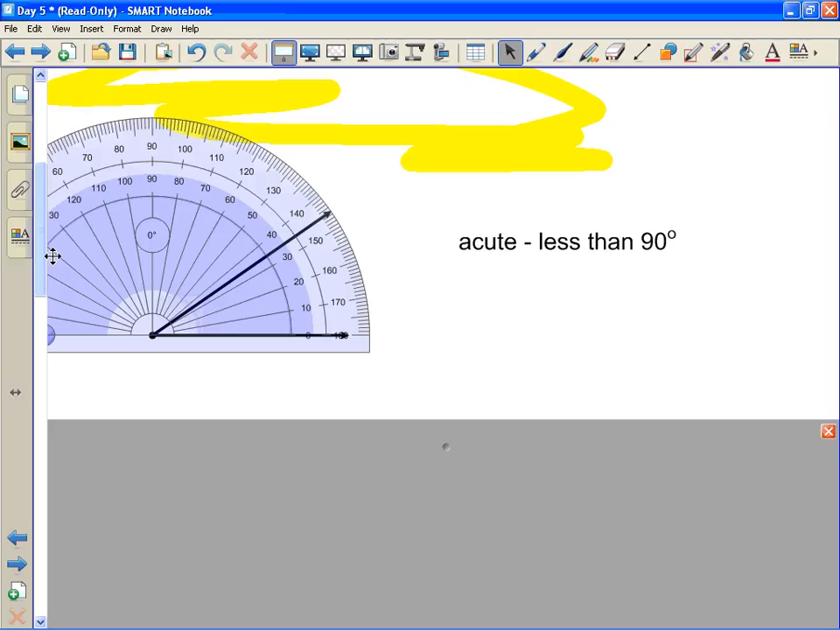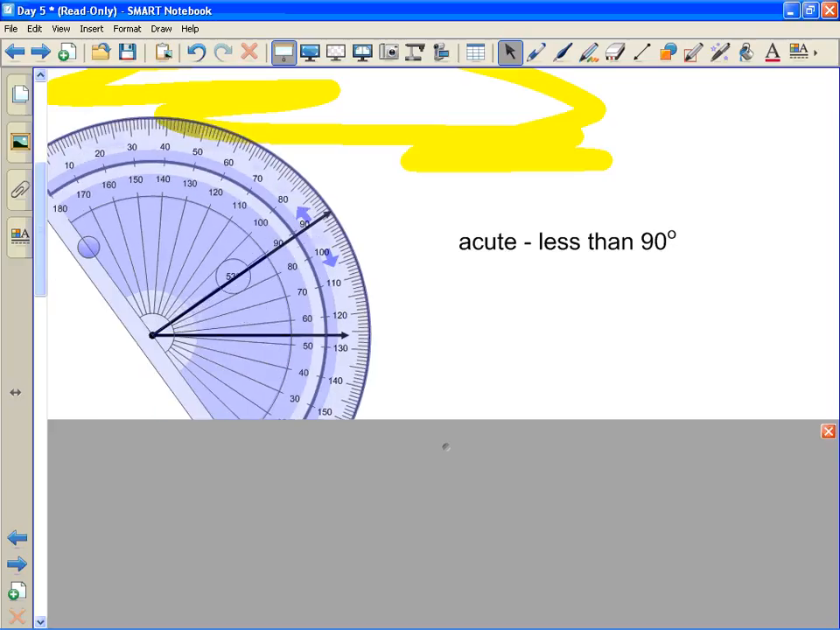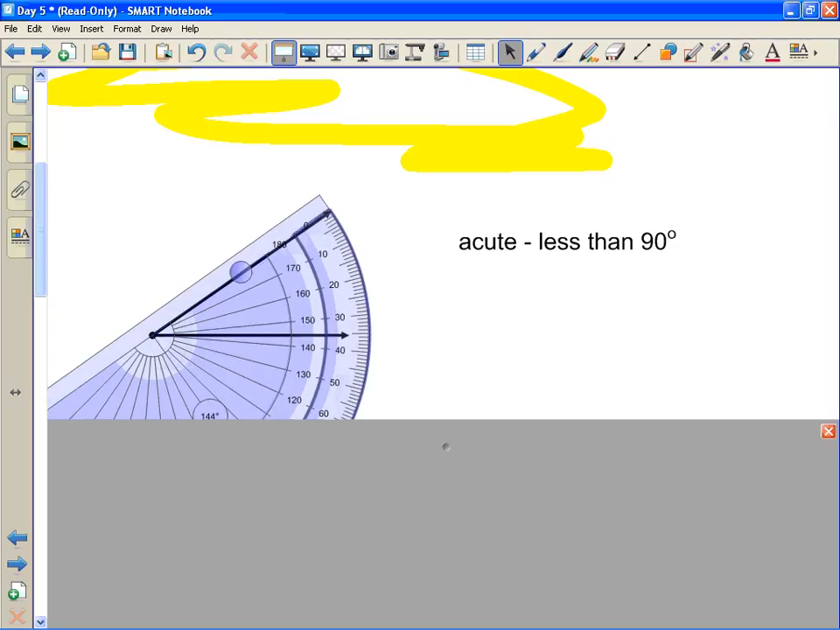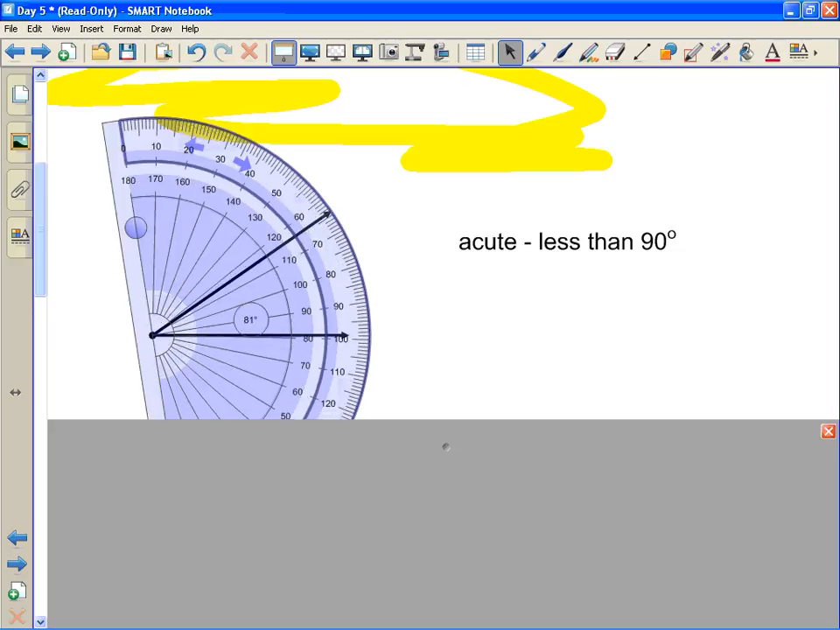Okay, so this one looks like it would be about 35 degrees, using the inside one. Now I can line it up the other way. Now the other side of the angle is my 0 line, and 0 is on the outside now, so I would use the outside numbers to measure the angle, and this angle is 35 still. Okay, so that's how you use your protractor.